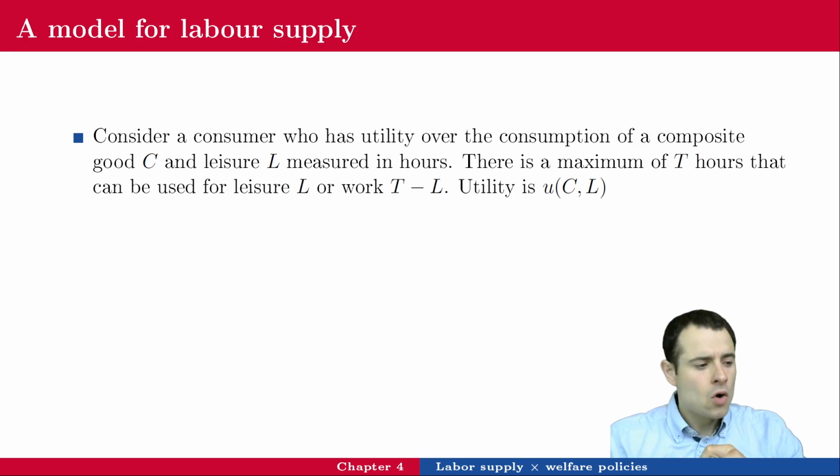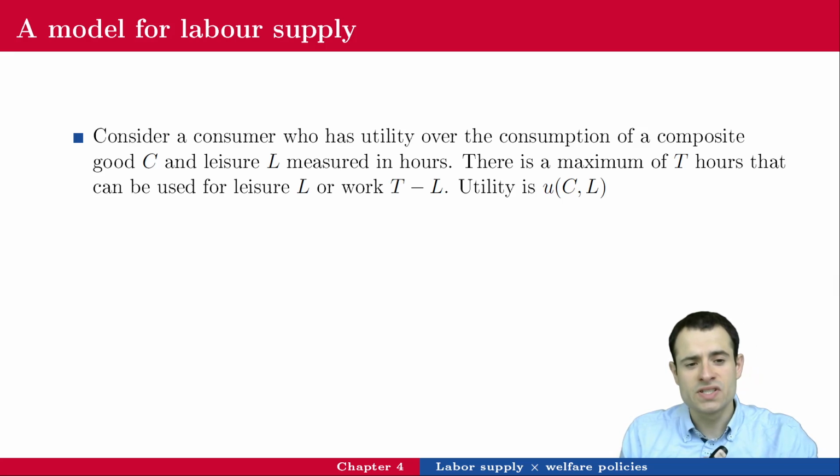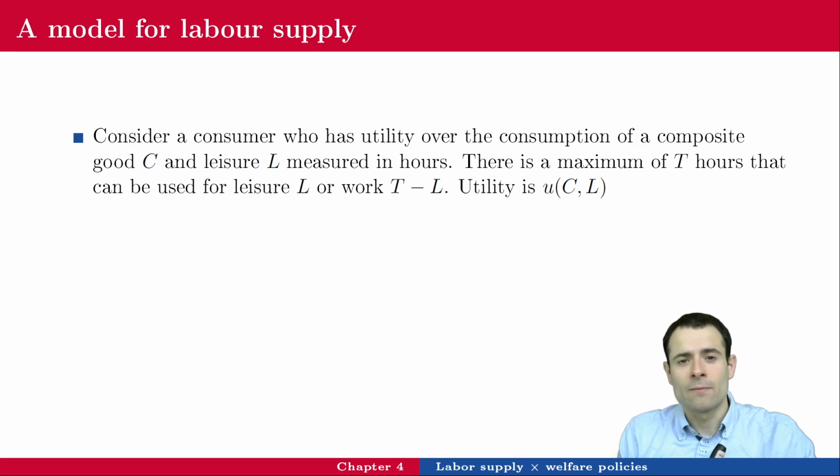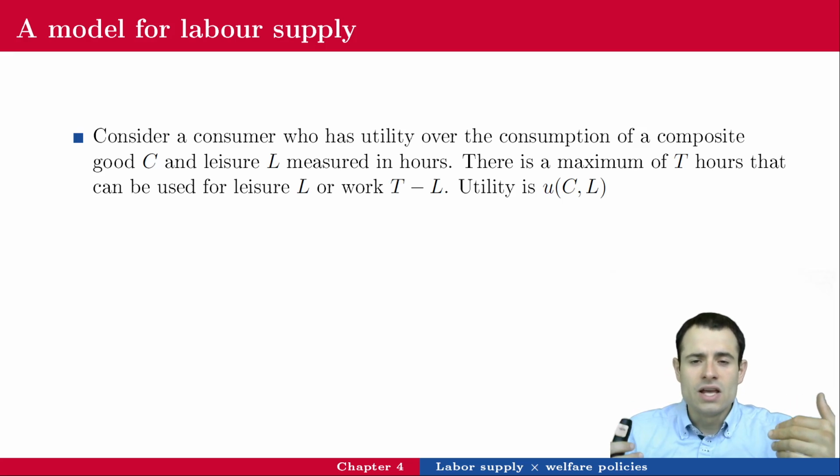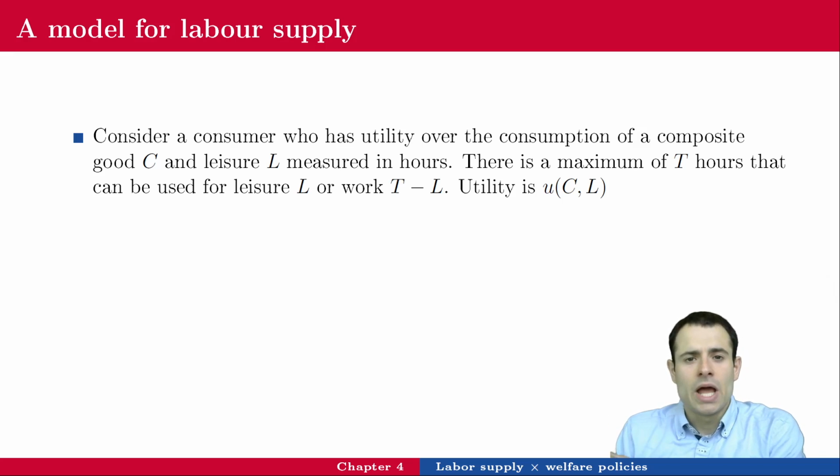Consider a consumer who has utility over the consumption of a composite good C and leisure L measured in hours. There's a maximum of T hours that can be used for leisure, which is denoted by L, or work, T minus L. You can think of T as being the total amount of hours a consumer has during a day. For instance, if we count 8 hours for sleeping and 16 hours for either working or fun time, then T would be equal to 16. What is not used for leisure is assumed to be used for work here.